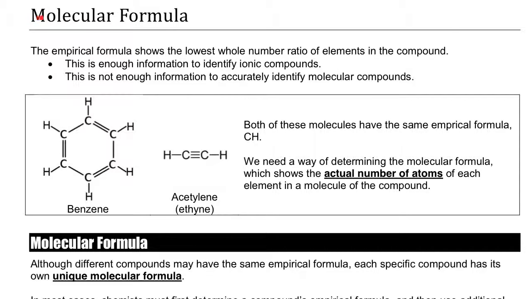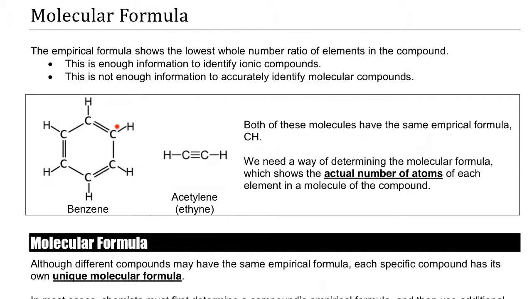We're going to talk about molecular formula. In the previous lesson, we talked about an empirical formula, which is determined by experiment, and it shows the lowest whole number ratio of elements in the compound. So, if we're talking about identifying ionic compounds, then that's enough, because the formula for an ionic compound is the empirical formula. But if we're talking about molecules, molecular compounds, that's not always the case.